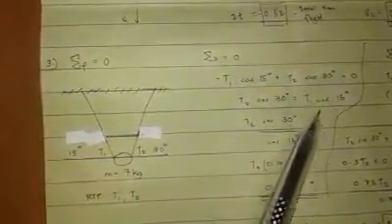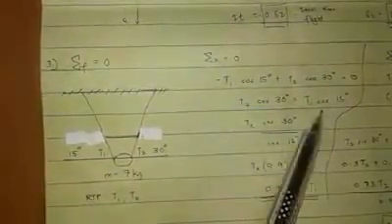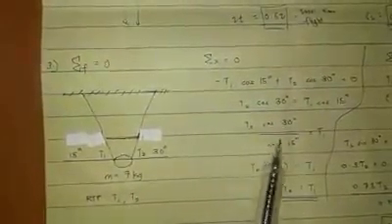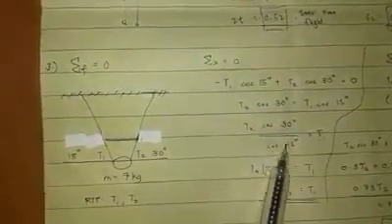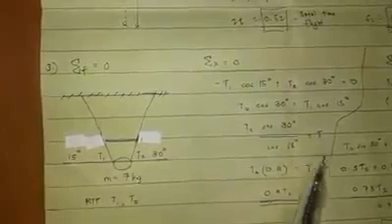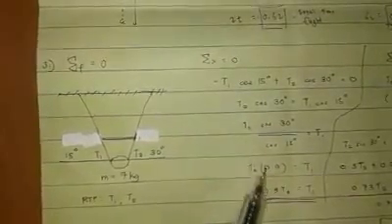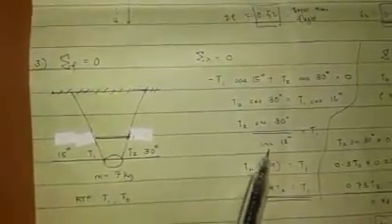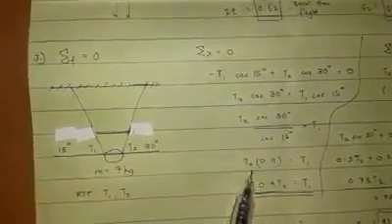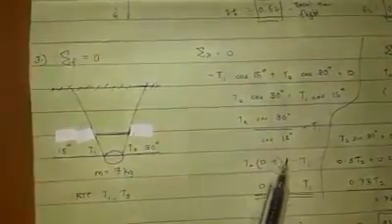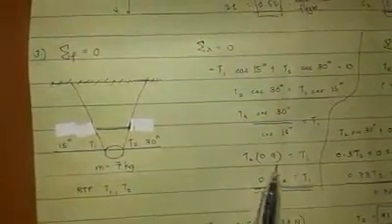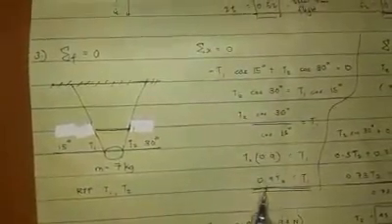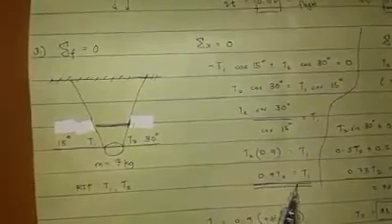Then divide both sides by cos 15. And the equation would be T2 cos 30 degrees over cos 15 degrees is equal to T1. So T2 cos 30 degrees divided by cos 15 degrees is equal to T2 times 0.9 equals T1. So that will be the equation for the T1. 0.9 multiplied by T2 is equal to T1.